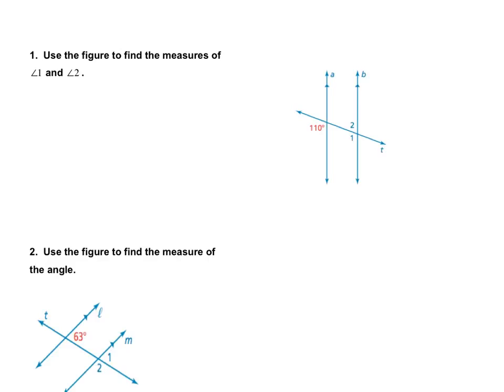If you said corresponding, then you've done it correctly. Angle 110 and angle 1 are corresponding angles. So if you know angle 110, which you do because they tell you it's 110, then angle 1 must also be 110 since they have the corresponding relationship.